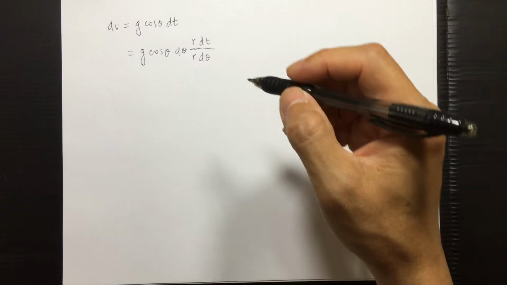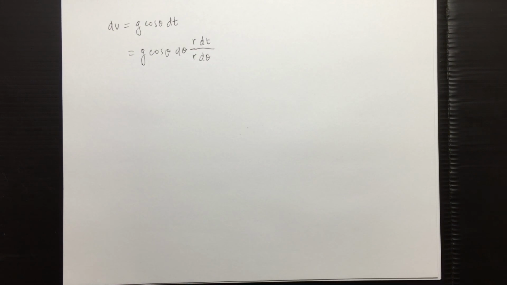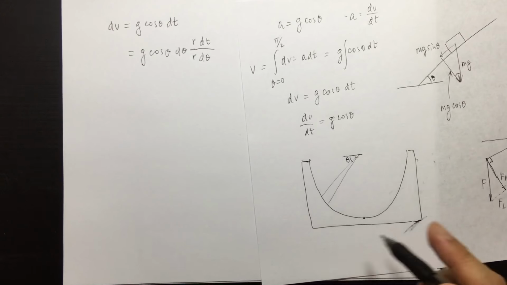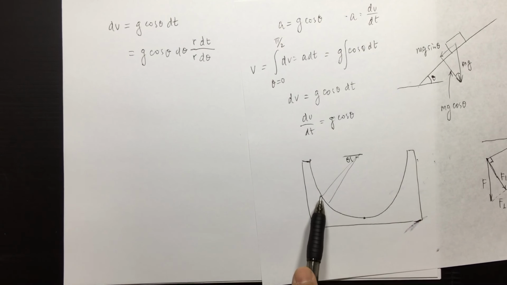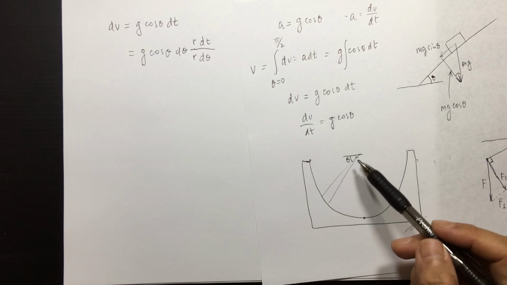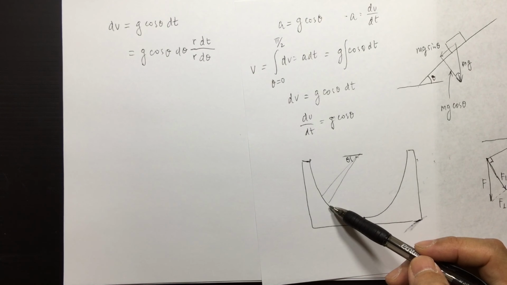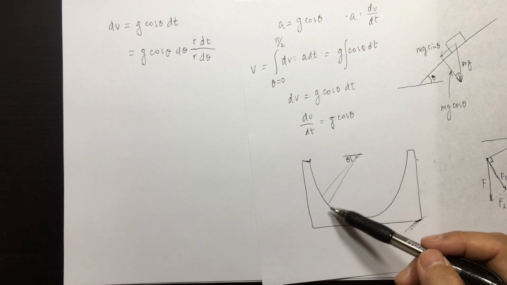R d theta becomes the distance that this ball is crossing, or whatever a person is crossing this distance, right? It's r multiplied by theta. That's the length of this arc, we define angle that way.